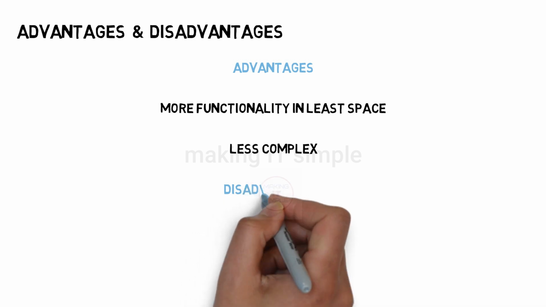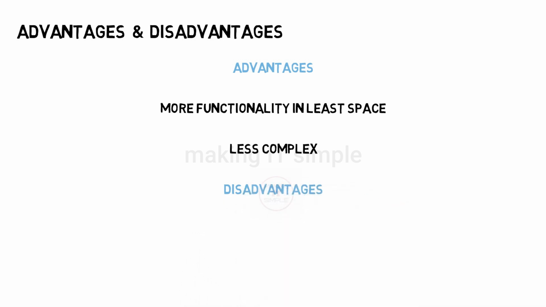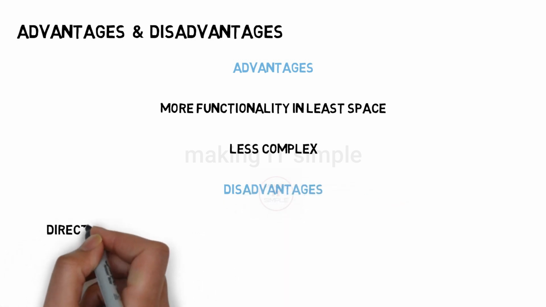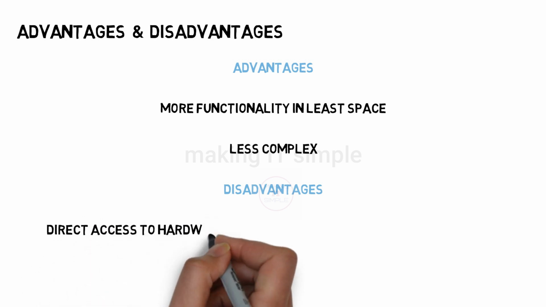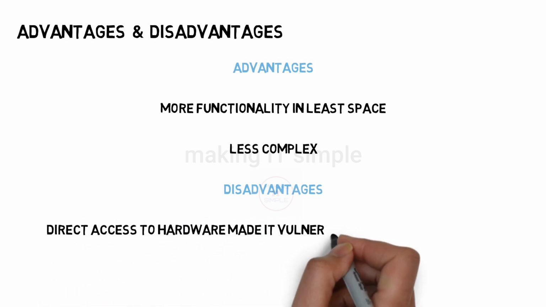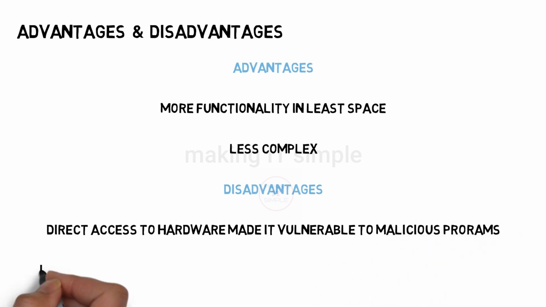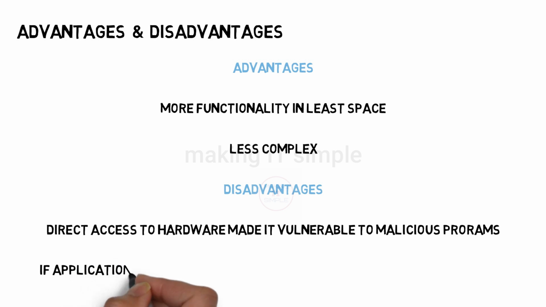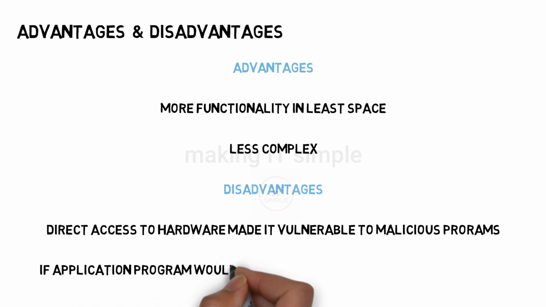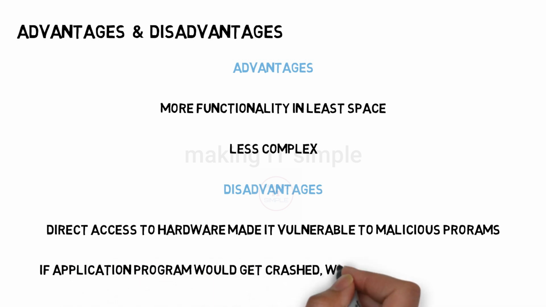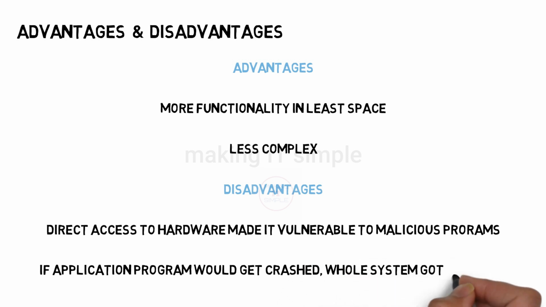Talking about the disadvantages, the one which we discussed earlier. As application programs were able to access the hardware directly, it was vulnerable to malicious programs. Another disadvantage is if the application program stops or gets crashed, the whole system can get crashed. As the application program has direct access to the hardware.